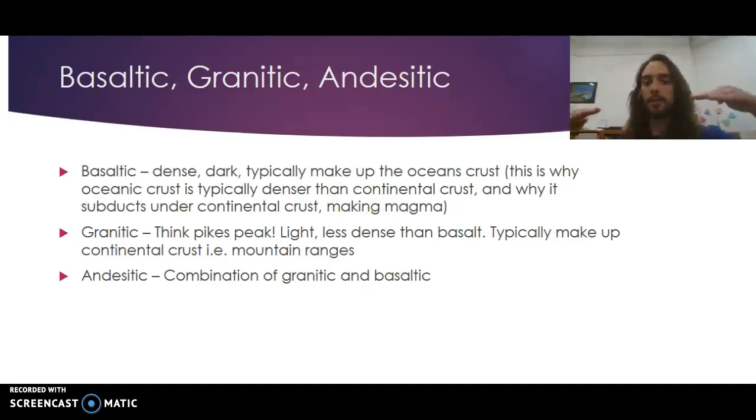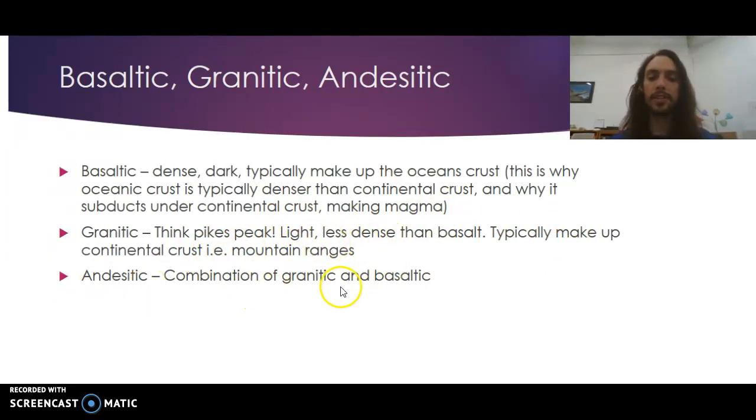Because that continental crust, when it hits that oceanic crust, and that oceanic crust over here is heavier, it hits it and then it just goes right under, creates magma, and that magma comes back up and forms the volcano. So then we've got granitic. So I want you to think of Pikes Peak when you think of granitic rocks. They're light, they're less dense than basalt, and they typically make up continental crust. So you'll think of mountain ranges for that.